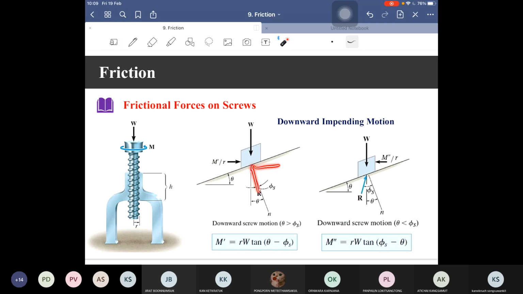So use the same method again. Resolve all forces into x and y components. Set up the equilibrium of the system, Fx equals 0, Fy equals 0. And then rewrite the equation in the moment form. We have this equation, M dash, the M dash we must exert to balance the system. And M double dash, if the screw is in the self-locking state but it tends to move downward, then use this equation.